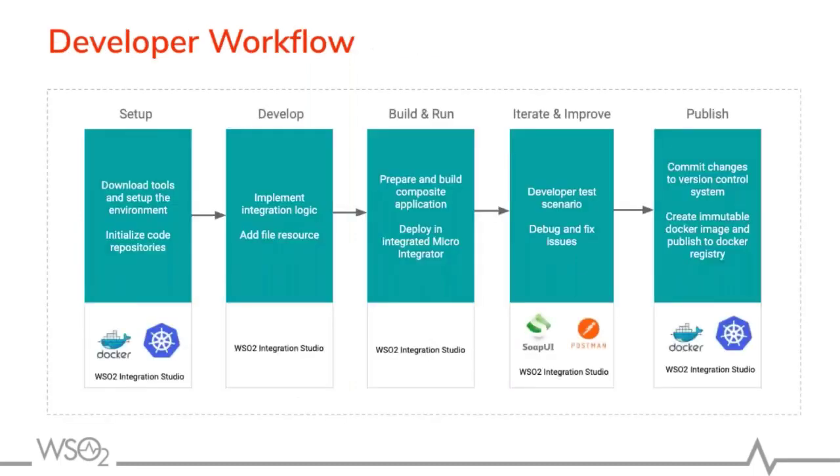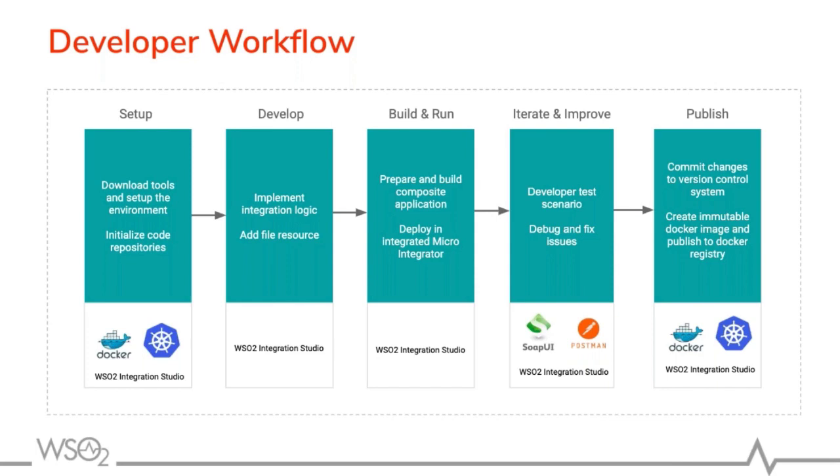I'll just go through the developer workflow that a typical integration engineer working on a micro integration solution would go through, using the different tools that you would require. We first have the setup stage, where you download all the required tools like WSO2 Integration Studio, Docker, Git, kubectl, and so on, that will help you run these different artifacts. After you have set up these environments, you can straight away start developing the integration solution.